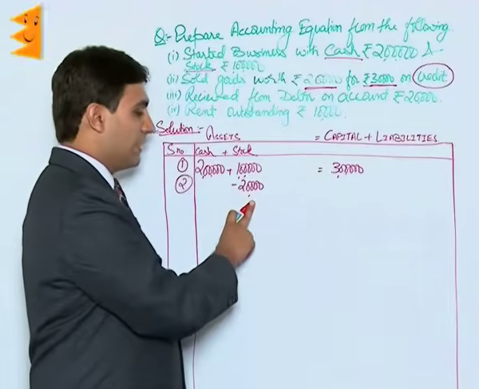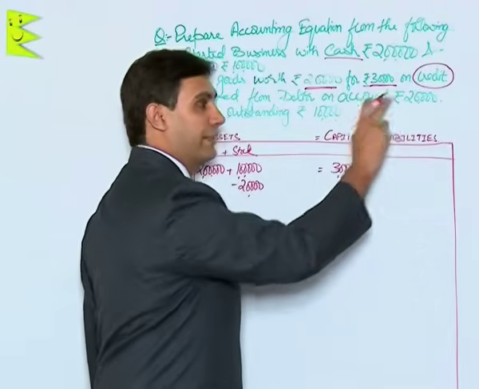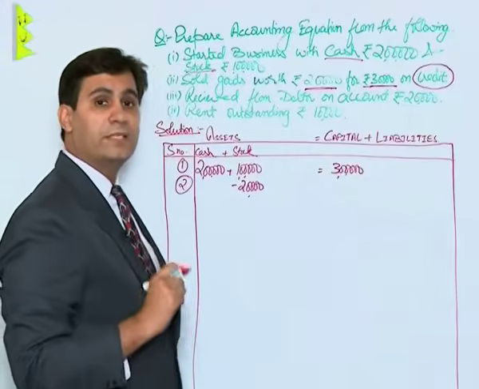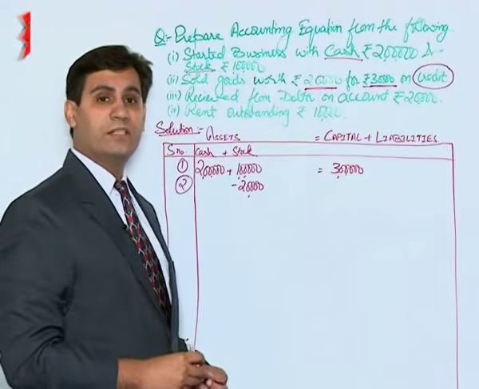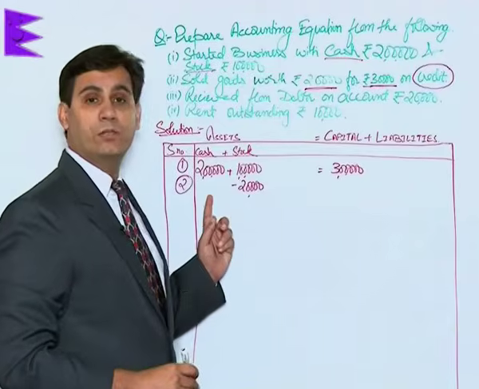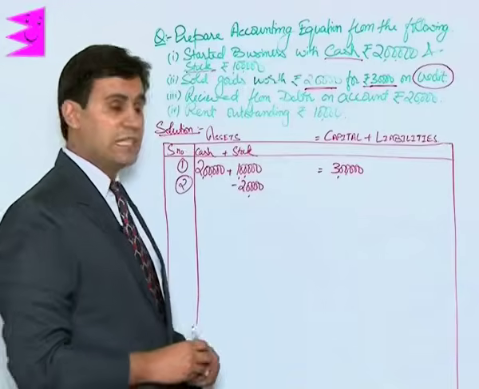Now this 20,000 has now been deducted. They have been sold on credit. Credit means the amount has not yet been received. Since the amount has not yet been received, it cannot be entered into the cash account. So that means this amount is still receivable.